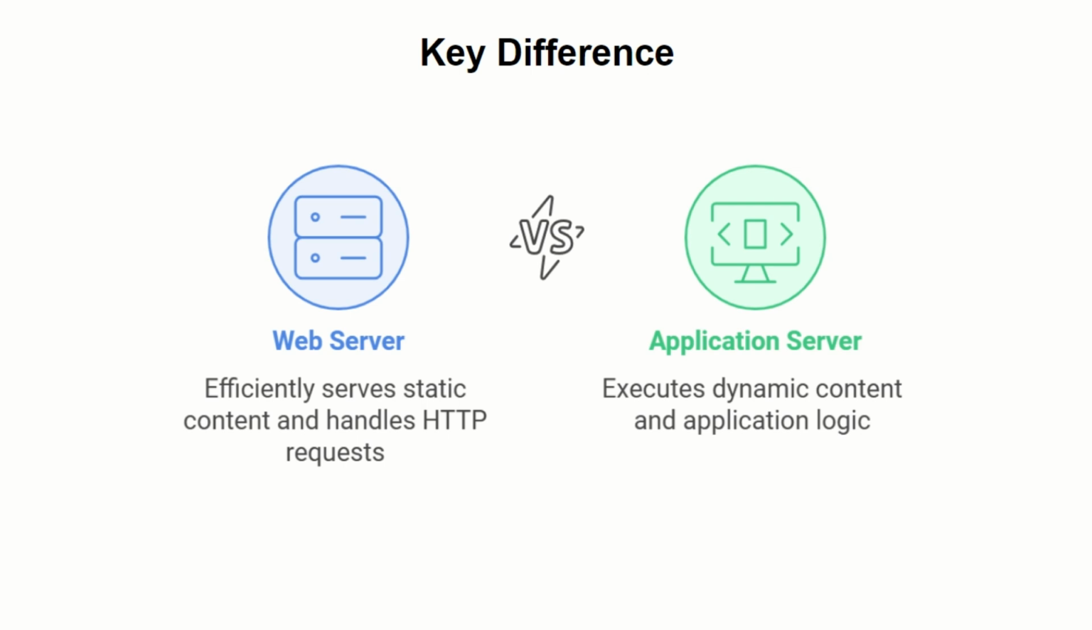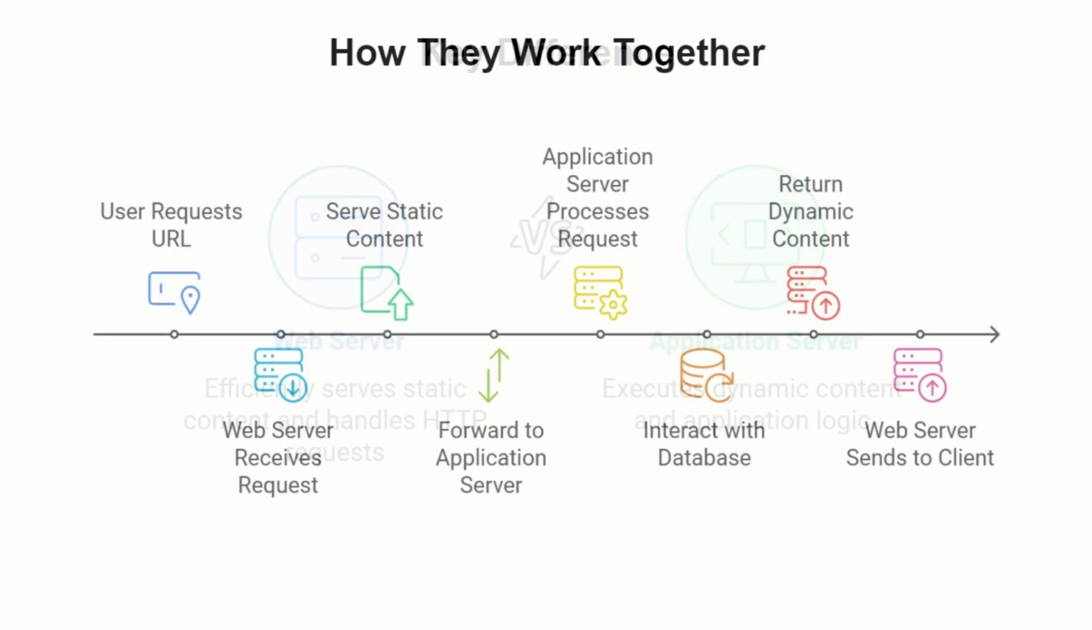A web server handles HTTP requests and responses, but an application server may use protocols like SOAP, RMI, JMS, and so on. Examples for a web server are Apache HTTP Server and Nginx, and examples for an application server are Apache Tomcat, JBoss, Node.js, Microsoft IIS.